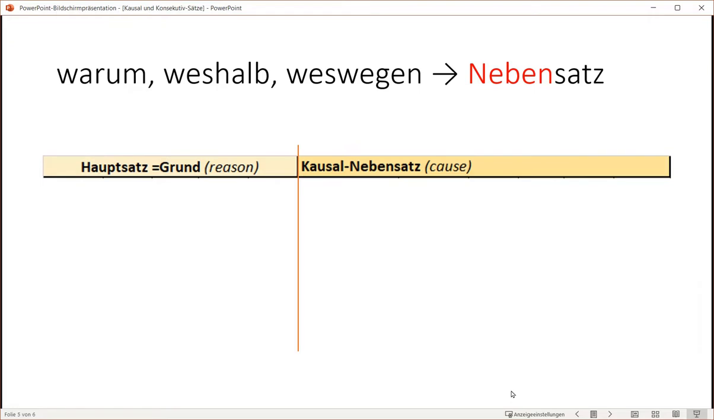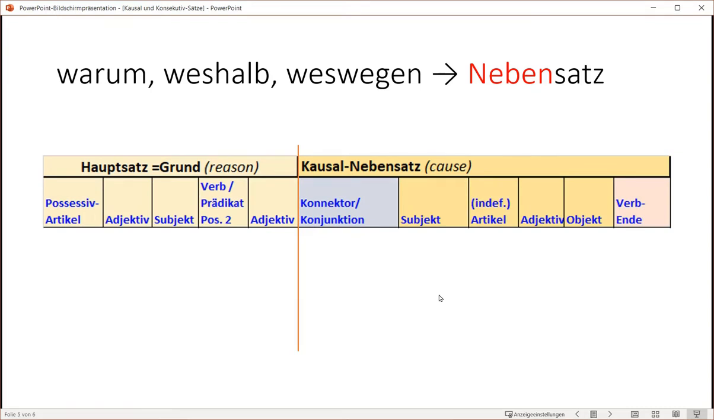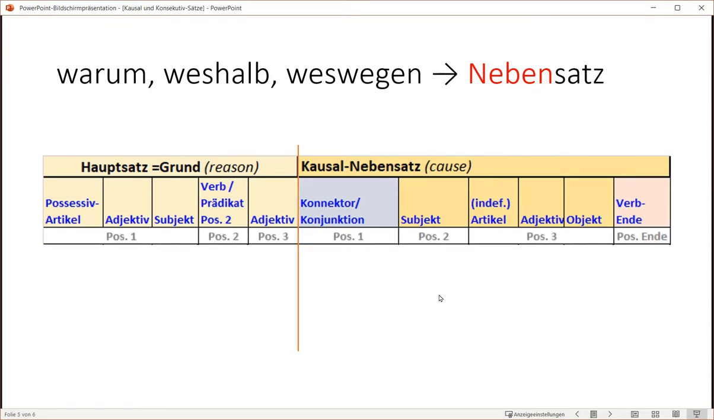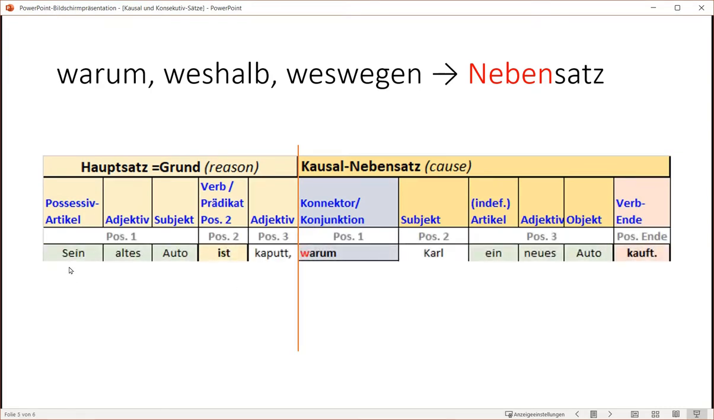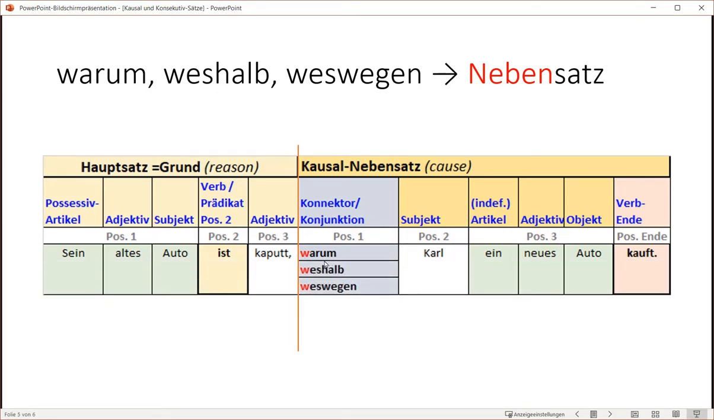Now we go to these connectors, warum, weshalb, weswegen. They will create a Nebensatz, left side Hauptsatz with a reason, and the Nebensatz gives us the cause. The structure, the grammar structure, the counting of the words, sample sentence. Sein altes Auto ist kaputt, warum Karl ein neues Auto kauft. And the same is true for weshalb and also weswegen.